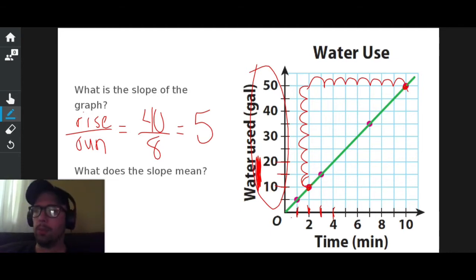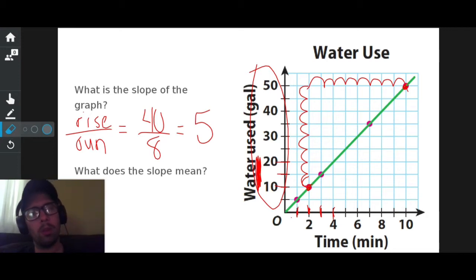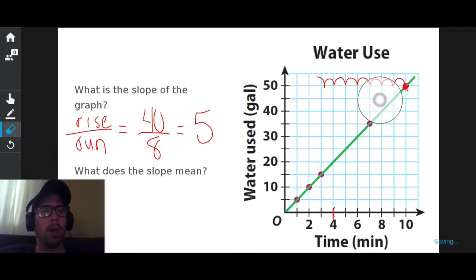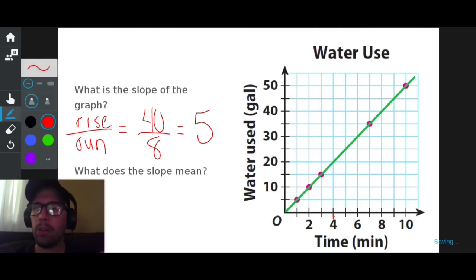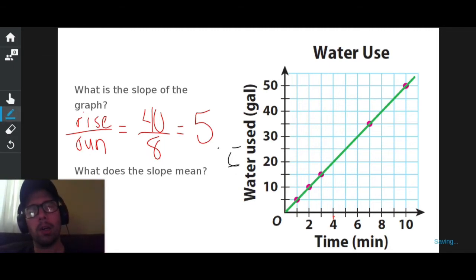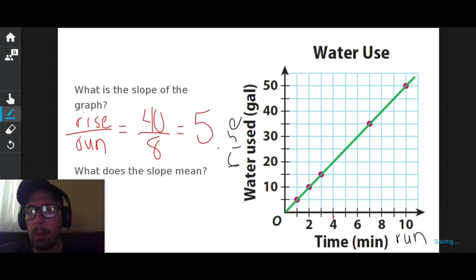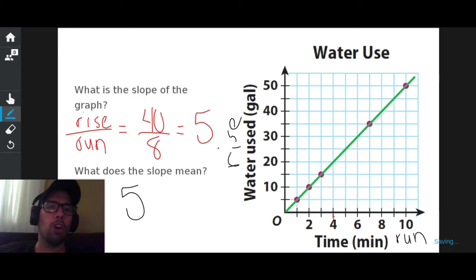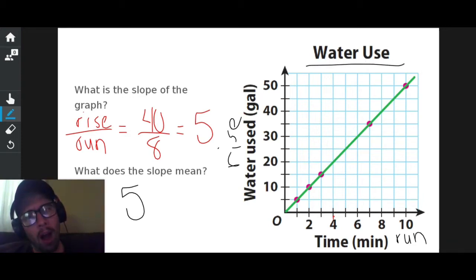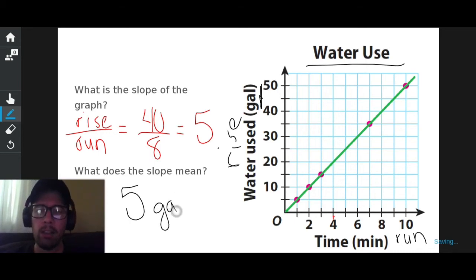What's the slope mean? Well, let's eliminate some of this mess here. Slope is rise over run. The rise is the up-down part. So this part over here is my rise, and this part over here is my run. I came up with 5 for my slope. So I'm using water, according to that, and I'm using 5 rise over run, or gallons is my rise over minutes. So I'm using 5 gallons per minute.